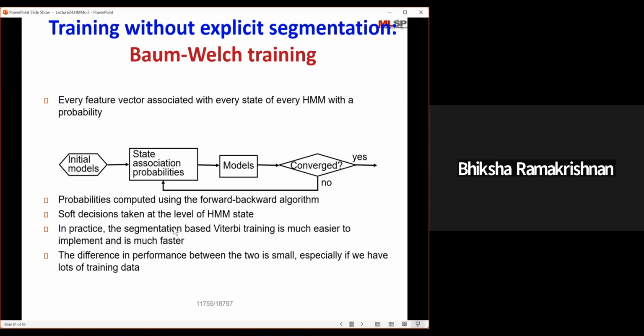And in practice, the segmentation-based method, the Viterbi training, is much faster and easier to implement. But it tends to run into poor local minima unless you have a large amount of training data. If you do not have enough training data, you want to use the soft association technique.